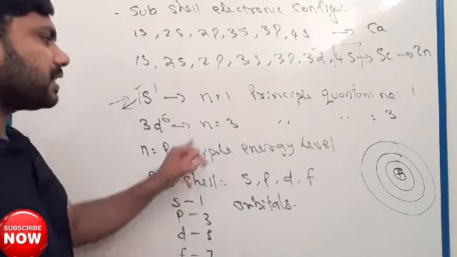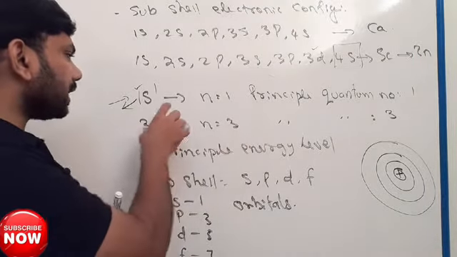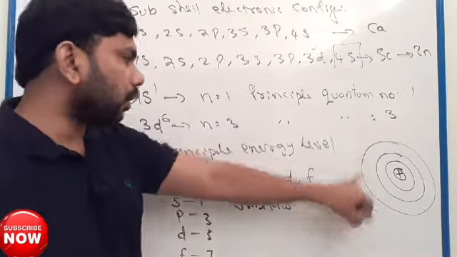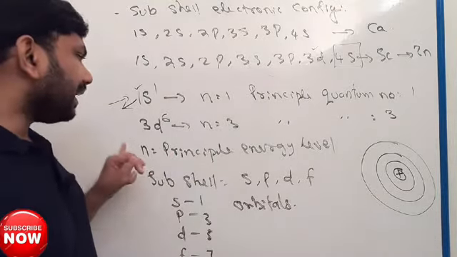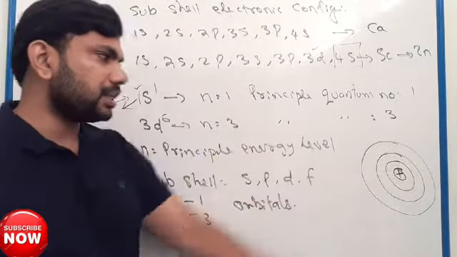For 3d6, here n is equal to 3, so these electrons will be in the third orbit. Here n represents the principal energy level. These are the principal energy levels.